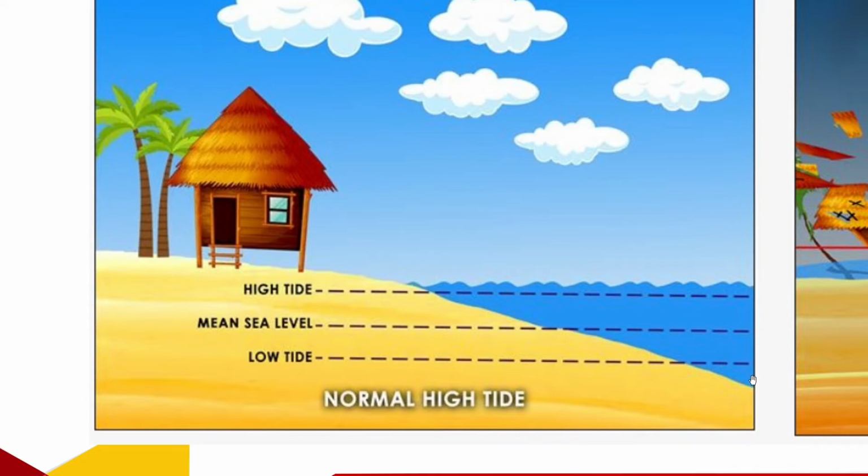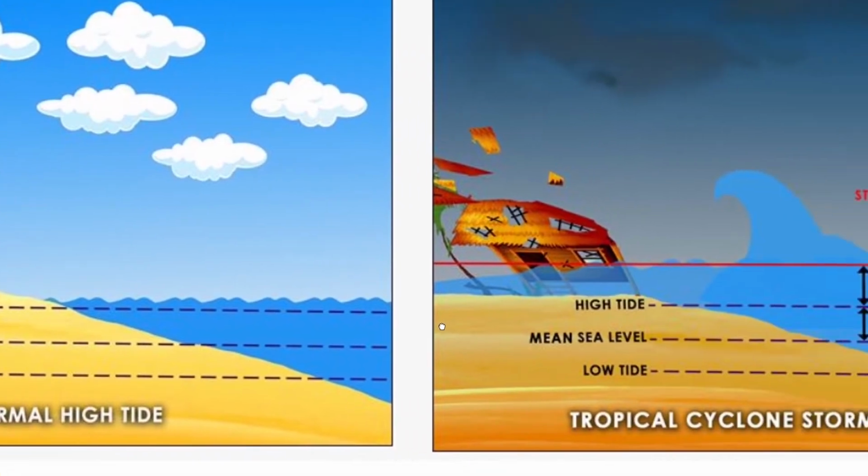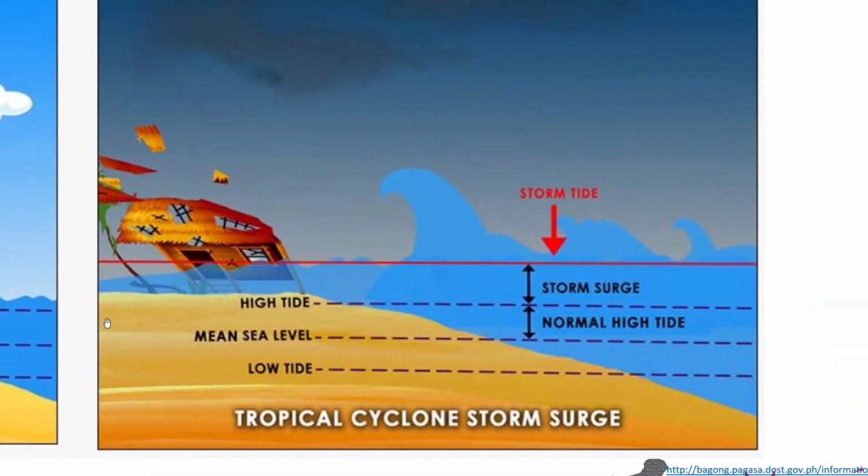Now, when it comes to a storm surge, aside from the low tide and high tide, there is what we call the storm tide. The storm tide is a sea level higher than the high tide. How high? Well, it depends upon the storm surge itself. But a good thing to know is that a storm surge is a higher level of the seas because of the amount of precipitation present during a tropical cyclone.